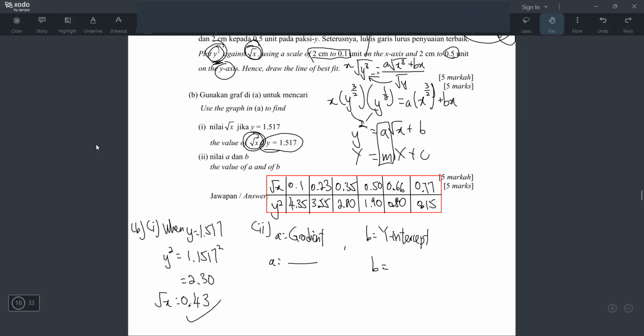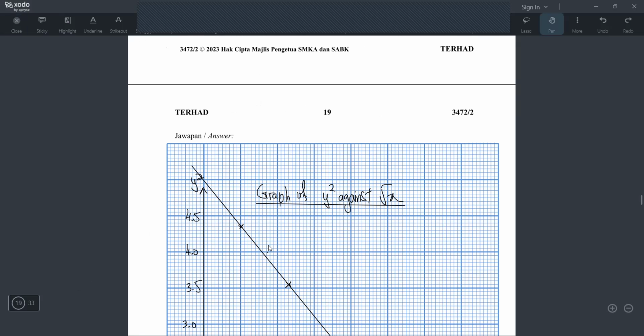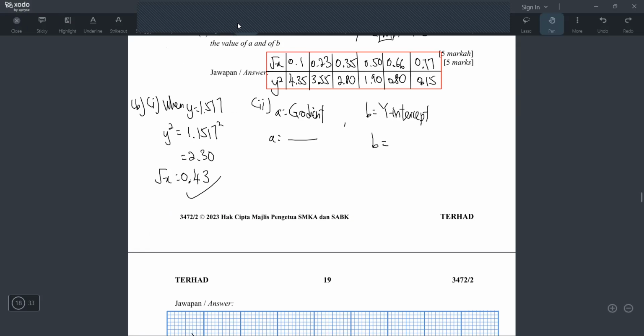Let's do the Y-intercept first. It is very easy. You just use your eyes and see where the Y-intercept is. So the Y-intercept is clearly 5. If you go down one small square it is 4.95, but my one is much closer to 5. So I will take 5 as my answer. So B is 5. Okay, for my A, that will be the gradient.